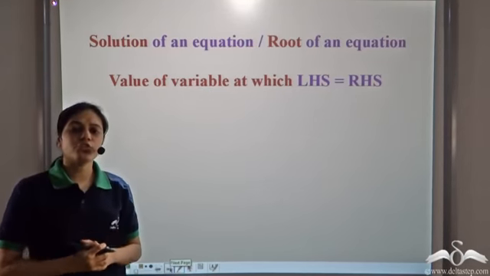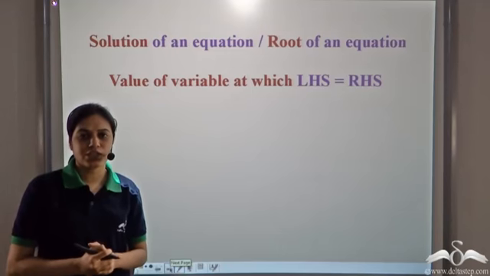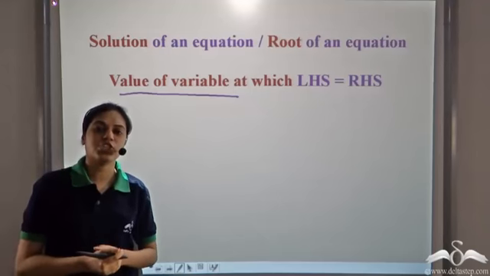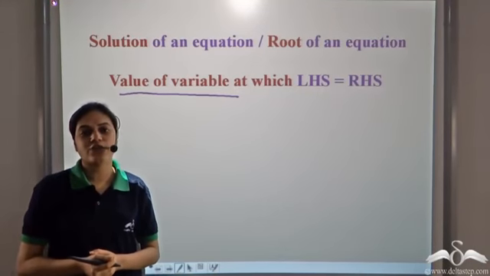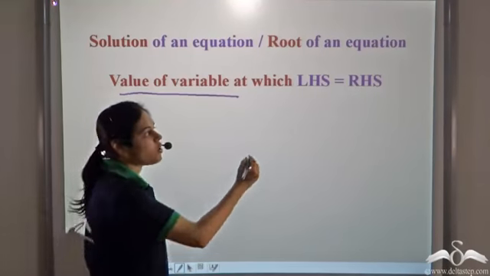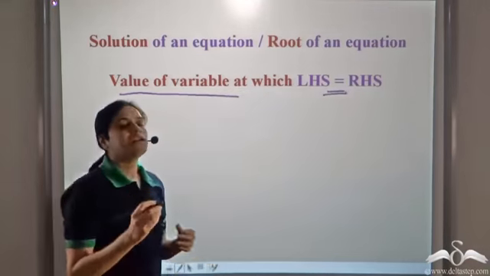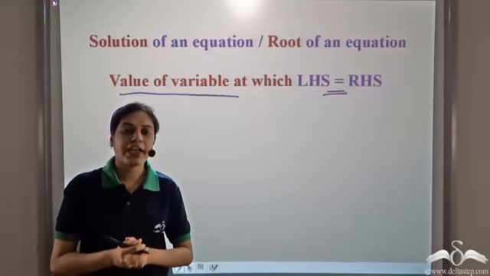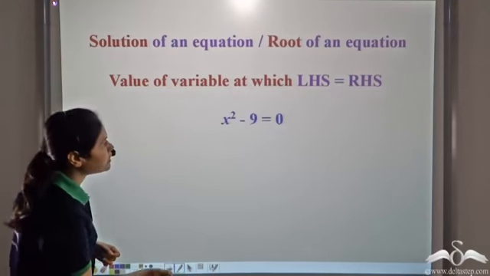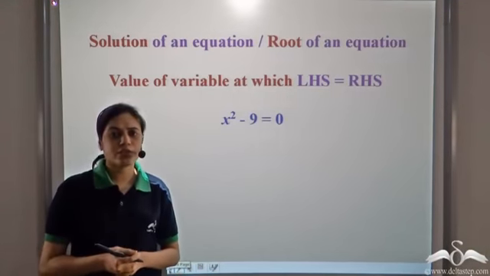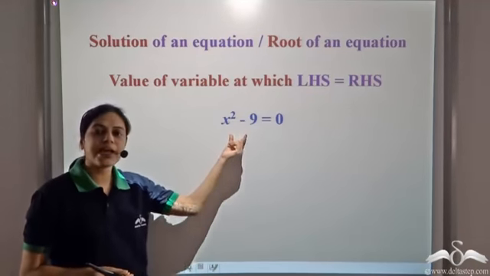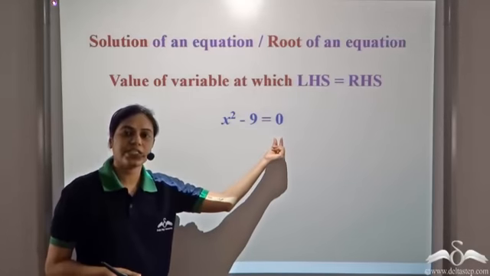Now, we know that a solution of an equation or a root of an equation is that value of the variable at which the left-hand side of the equation becomes equal to the right-hand side of the equation. That is, the value of the variable at which the equality holds. So, the solution of an equation is the value of the variable at which the equality holds. Now, if you consider this equation, what will be the solution of this equation? It will be that value of x at which the left-hand side becomes equal to the right-hand side.